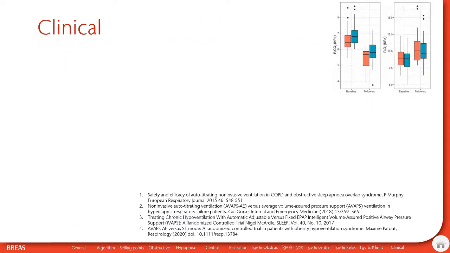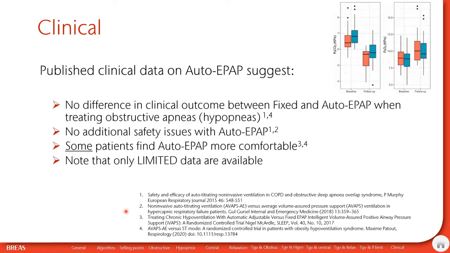When we look at the literature around Auto-EPAP, there is not so much available as of today. As you can see, we've listed here the 4 major trials which are published so far. In a nutshell, you could say that there is no difference in clinical outcome between a fixed or an automated EPAP when treating obstructive apneas and hypopneas.